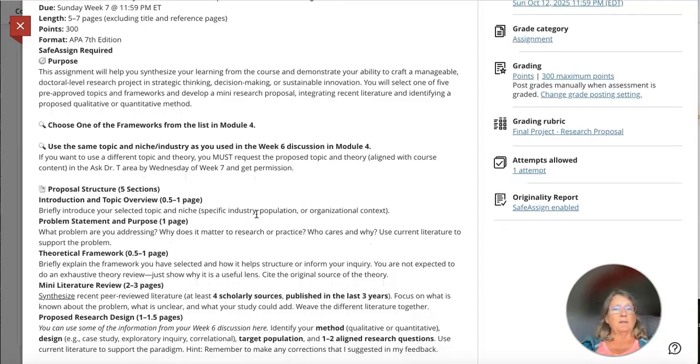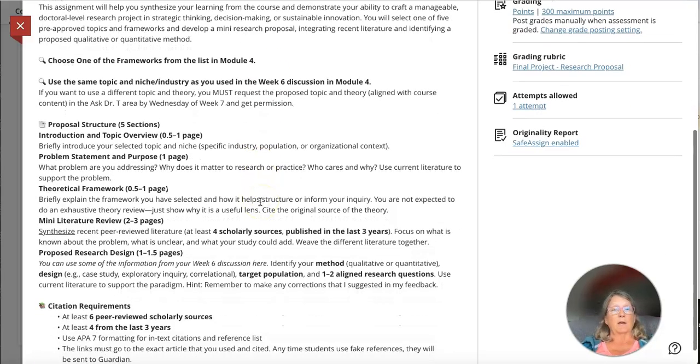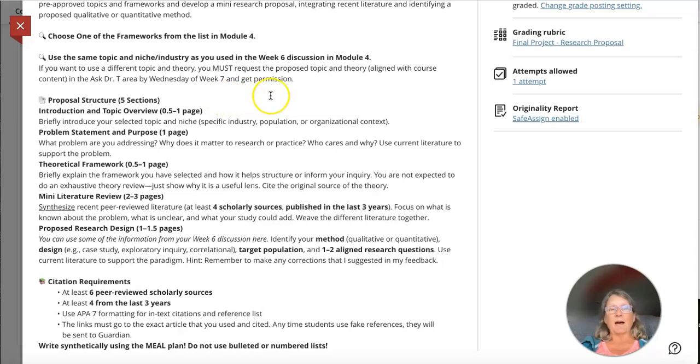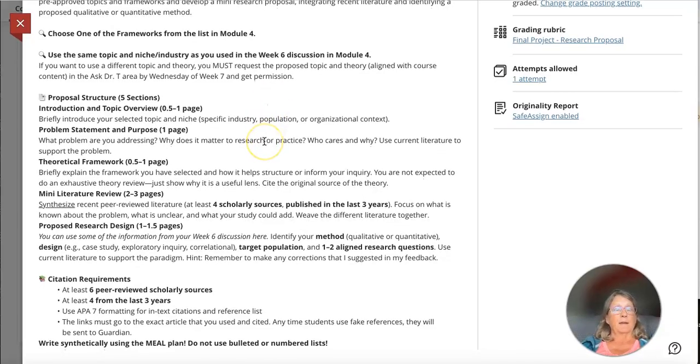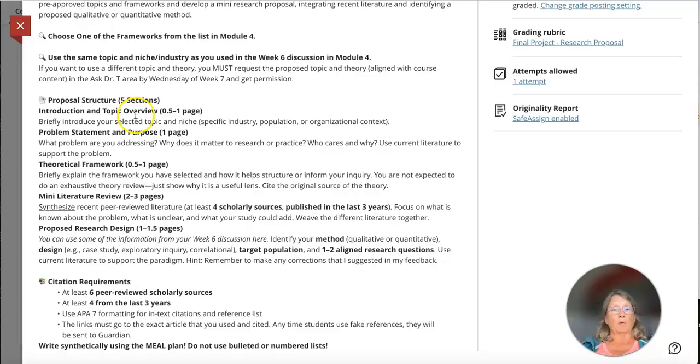The first thing you need to do is choose one of the frameworks from the list in Module 4. Okay, not the previous frameworks. You have to use the Module 4 frameworks. You're going to use the same topic and niche industry as you used in the week 6 discussion in Module 4. That way you can reuse some of the things that you put in your discussion. Here's the structure for your proposal.